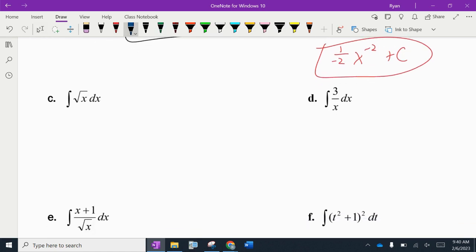All right, to letter C. Same idea. Take a quick 5 seconds again, compare your thoughts. The square root of x is x to the what power? So how about x to the 1/2? Now take it to the next step. Find the integral of that.